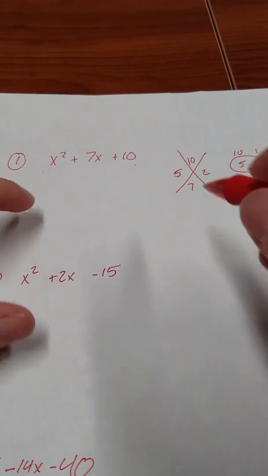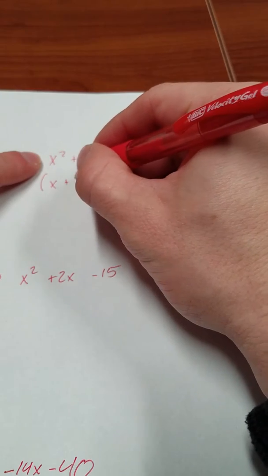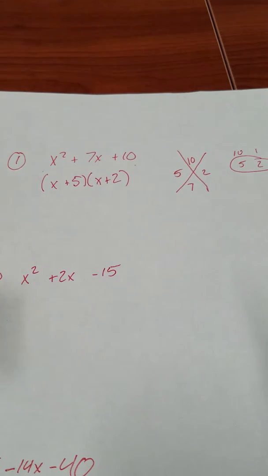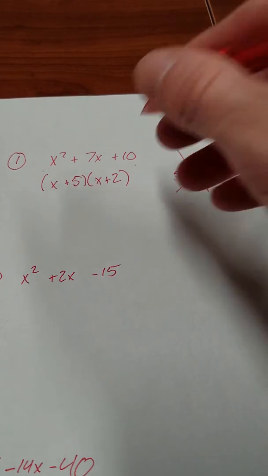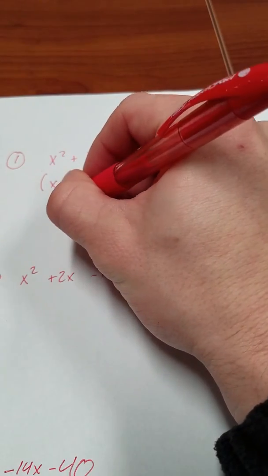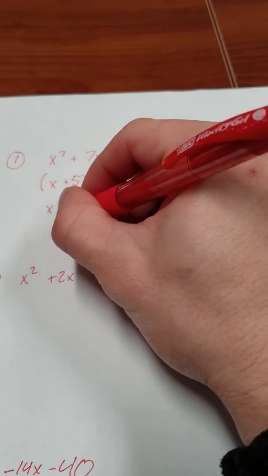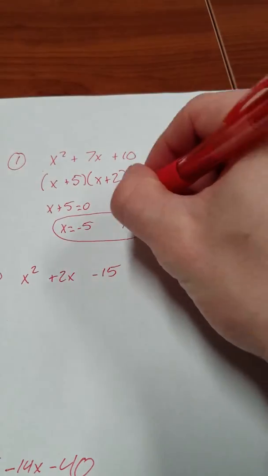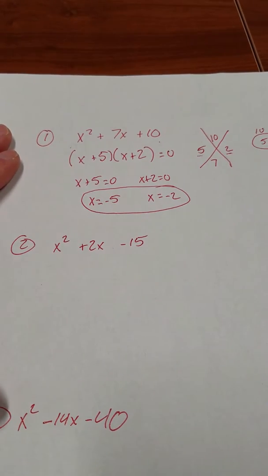Okay? So since it has a leading coefficient of 1, all we need to do is write down x plus 5 and x plus 2. Those two things come from the stuff that I have over here, from the 5 and the 2. Set it equal to 0. Set each factor equal to 0. And now you can solve it, so you get x equals negative 5, x equals negative 2, and voila, you're done.